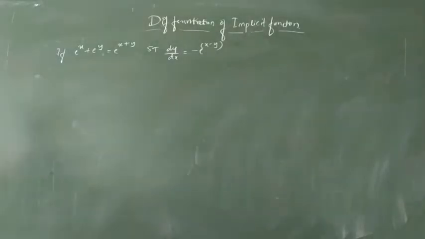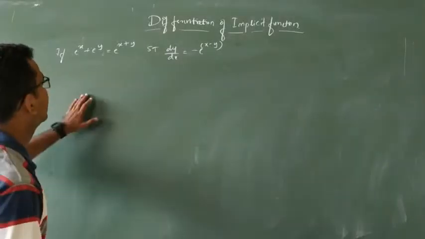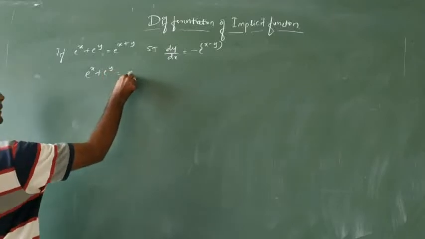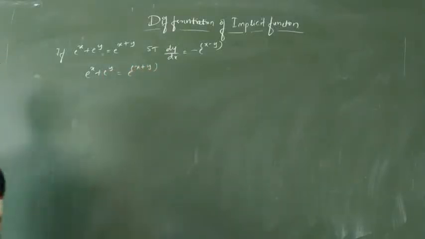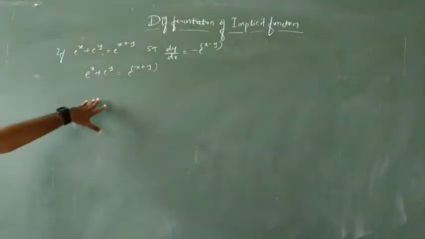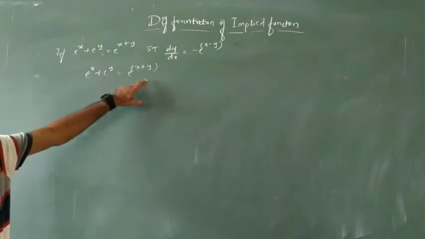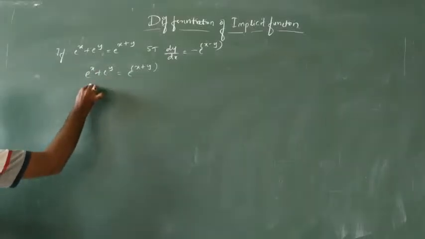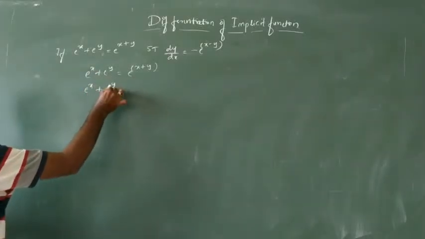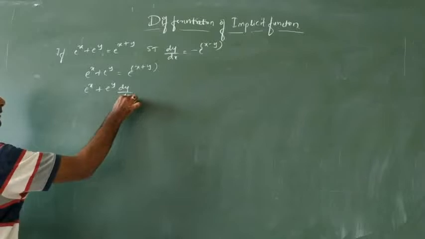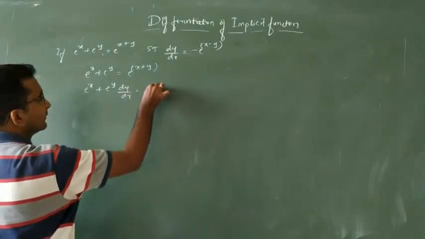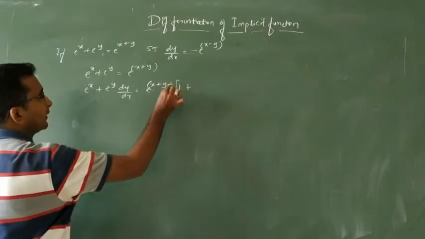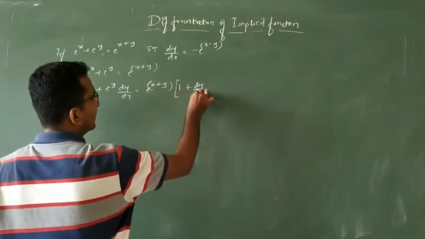Again, this is nothing but an implicit function. By taking the LHS term, e raised to x plus e raised to y, that we have to be sure, this is also an implicit function of the x and y variables, the dependent and the independent. E raised to x differentiation is e raised to x, plus e raised to y differentiation is e raised to y dy by dx. E raised to x plus y differentiation is e raised to x plus y into 1 plus dy by dx.